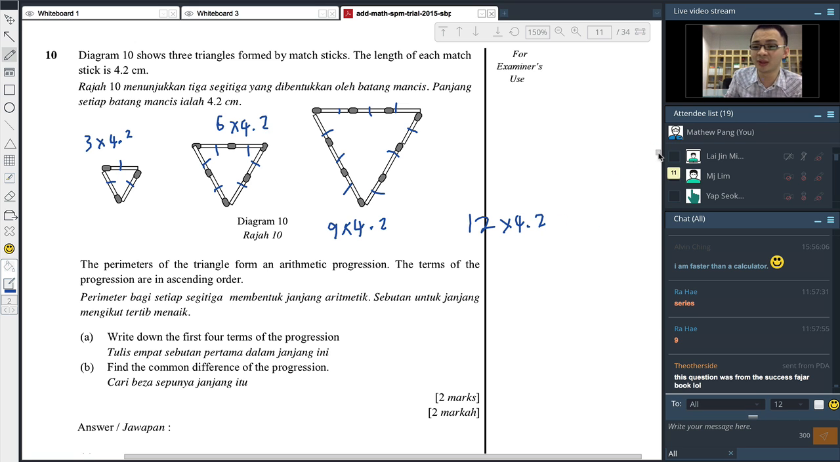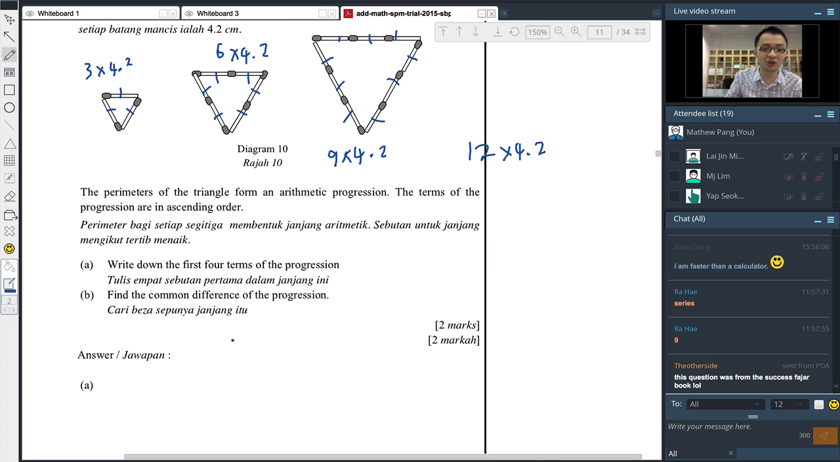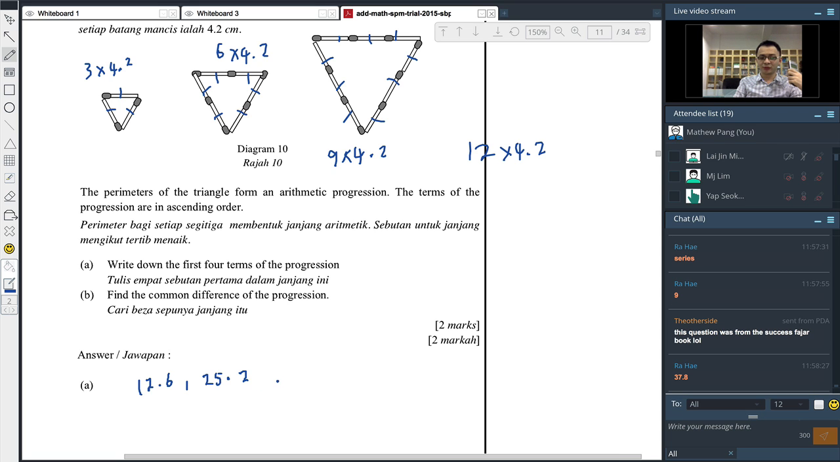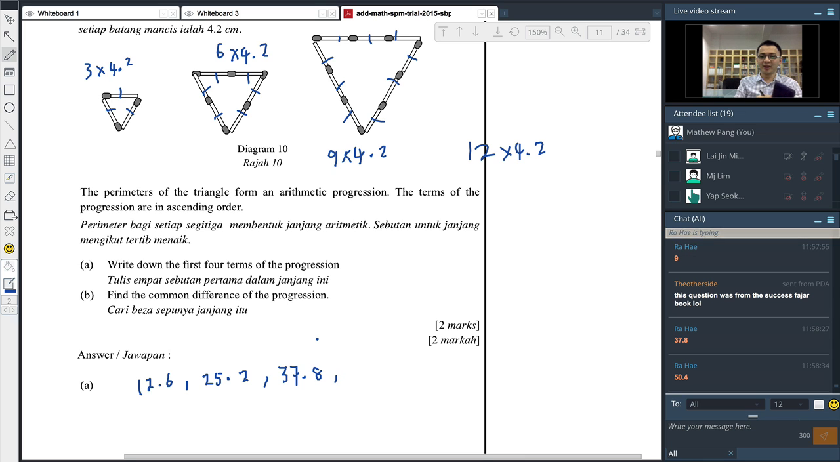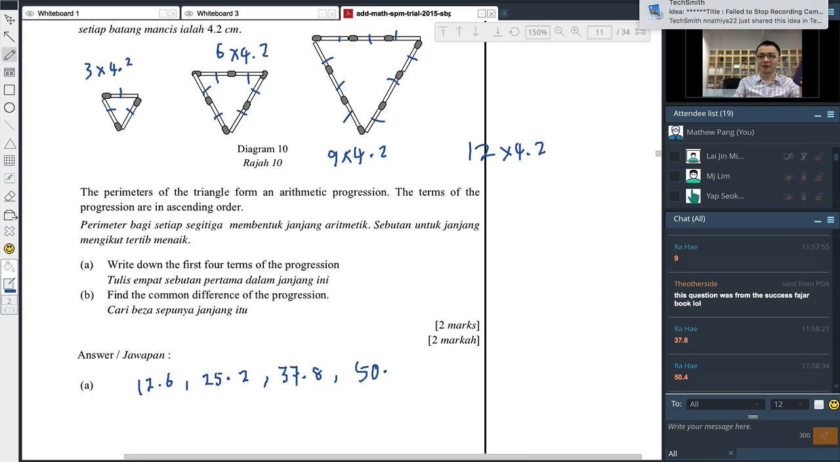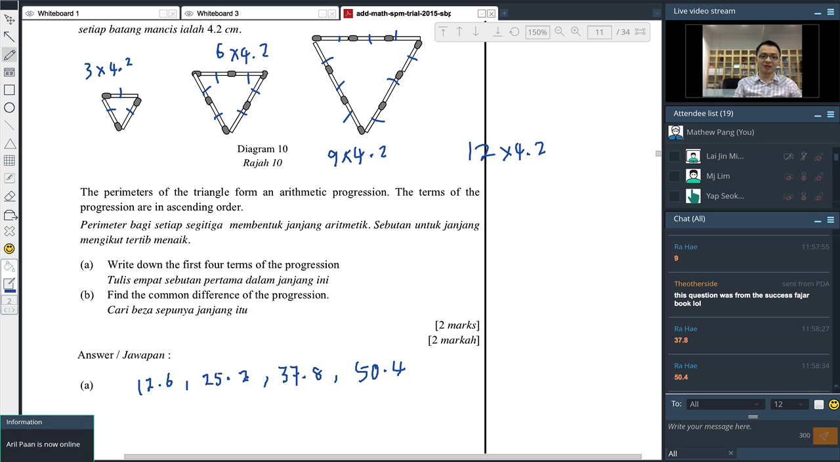However, in this question you will need to write out the series. So 3 multiplied by 4.2, you got 12.6. This one is 6 multiplied by 4.2, you will get 25.2. Next one is 37.8, and the last one will be 50.4. Alright, so this is the first 4 terms they ask you to write, so you just write it.